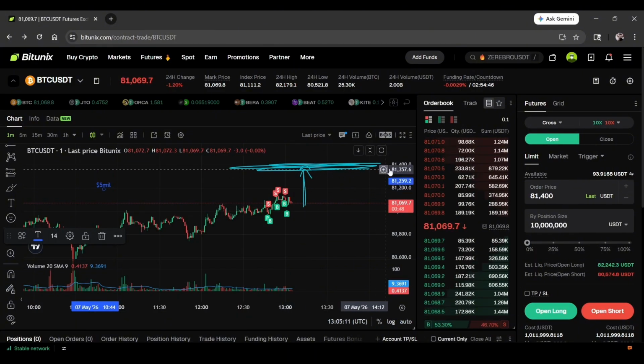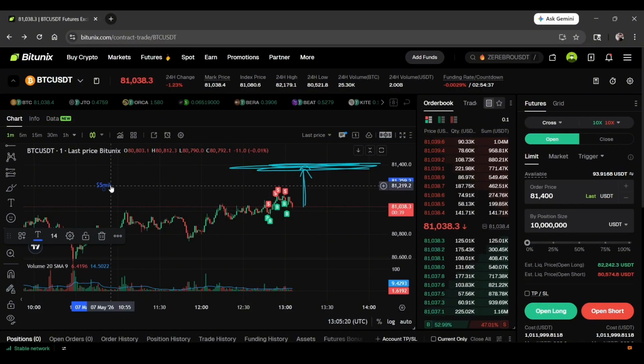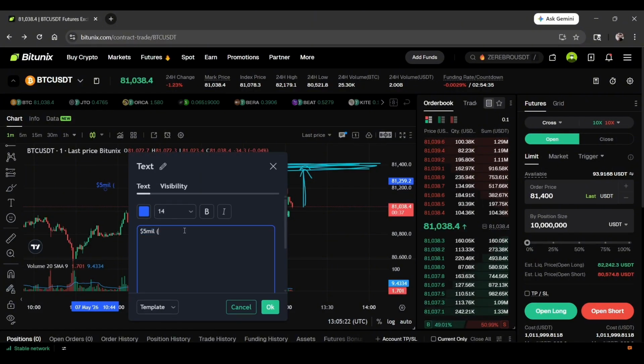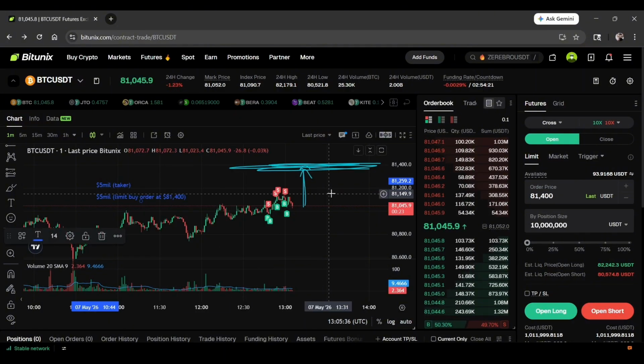And then once price gets to 81,400, there's going to be a giant $5 million order. So the leftovers of this 5 mil is executed as a taker. And then 5 mil is just going to be sitting as a limit buy order at 81,400. So that's basically the use case, when you would actually need to go and cross the spread.